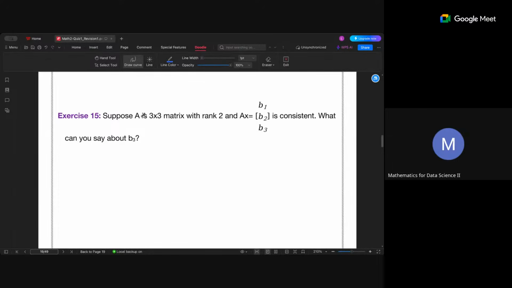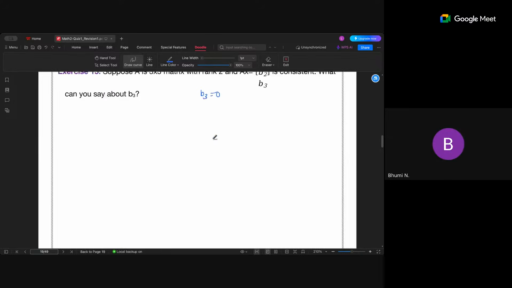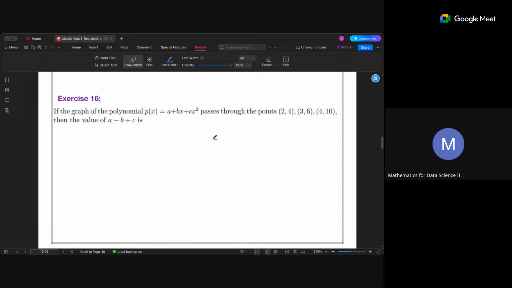Suppose A is a 3 by 3 matrix with rank 2 and Ax equal to B is consistent. What can you say about B3? B3 will be 0. Yes. Okay, good. Let's skip this problem. I will tell the TA to try it as homework, and tomorrow let the TA discuss this problem. If you have doubts, you can ask the TA. Ma'am, could you explain this?